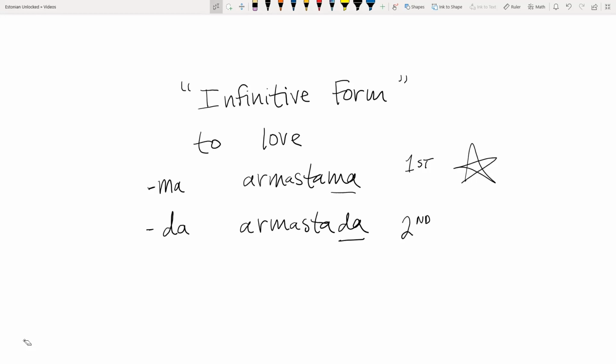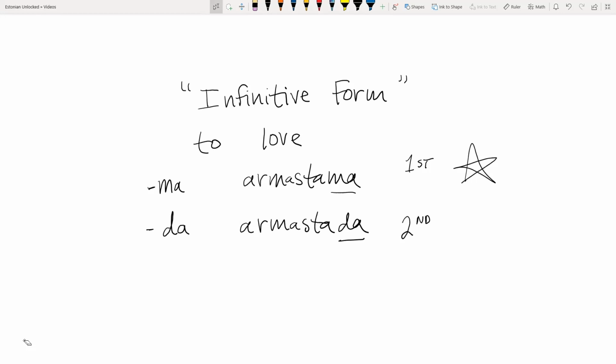Now, we do a very similar thing in Estonian, but in order to understand that, we have to take a step back and just look at verbs. So verbs come in many forms in Estonian, but the main one to know is the infinitive form. And the English equivalent for the infinitive form is just our verb with the word to in front of it. So for example, to love.